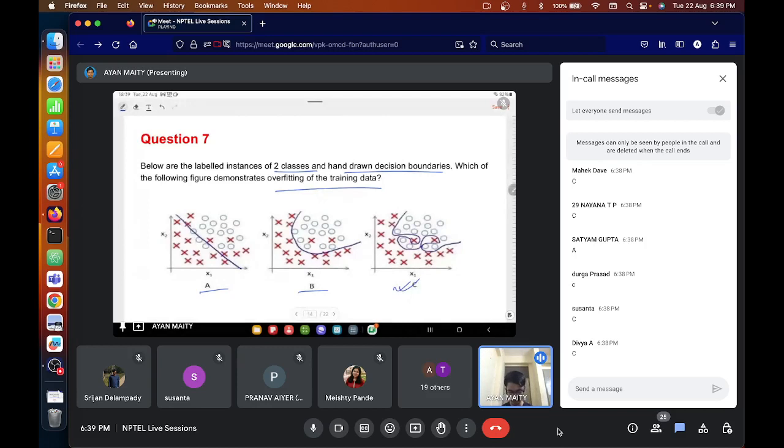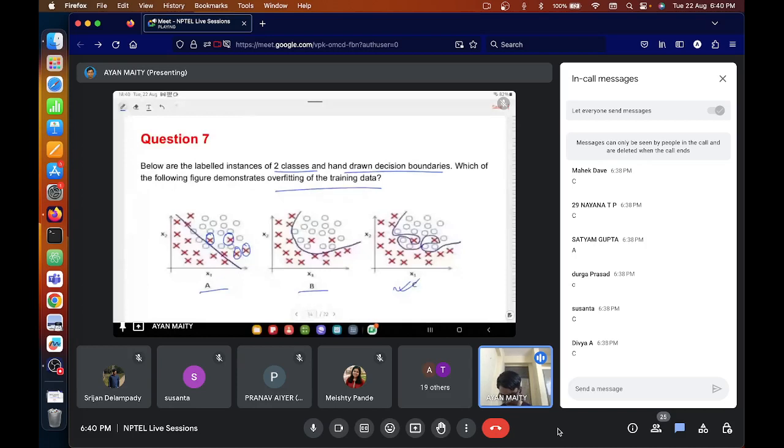So overfitting can be defined as follows: in case of overfitting, we try to closely fit the data, or we try to correctly classify even the noise and outlier points. From this diagram we can see that these points are noise points or outlier points, because they belong to this cross class, but are situated among the round class points. So these points are noise points or outlier points.